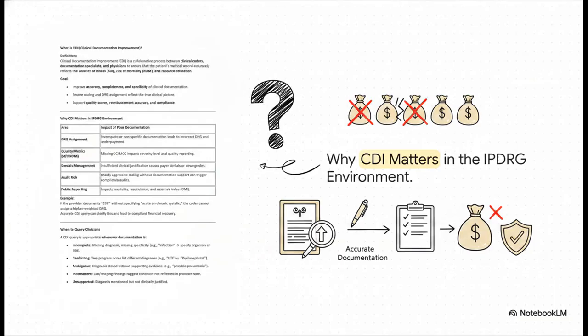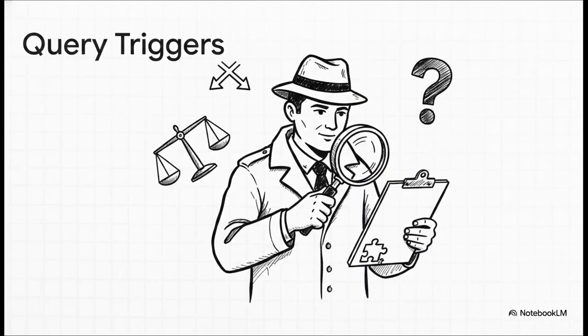This right here is exactly why clinical documentation improvement, or CDI, matters so much in the IPDRG environment. If a provider just scribbles drug reaction in the chart, well, you as a coder cannot assign the proper code. You're stuck. And that directly leads to incorrect DRG assignment, major underpayments, payer denials, and totally distorted quality metrics. As an expert coder, you are the final line of defense.